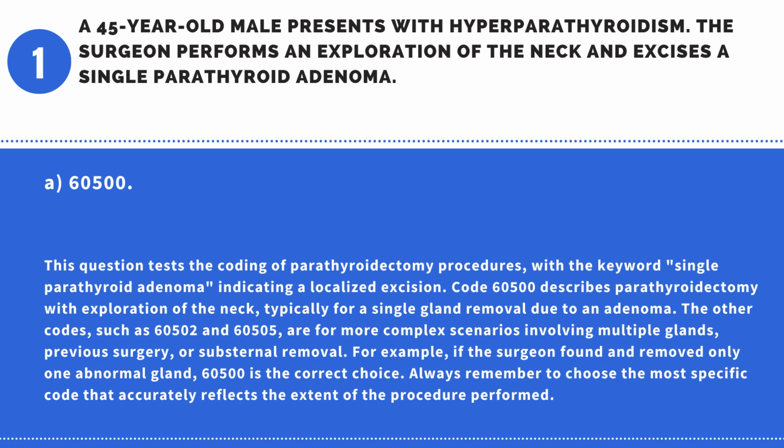removal. For example, if the surgeon found and removed only one abnormal gland, 60500 is the correct choice. Always remember to choose the most specific code that accurately reflects the extent of the procedure performed.